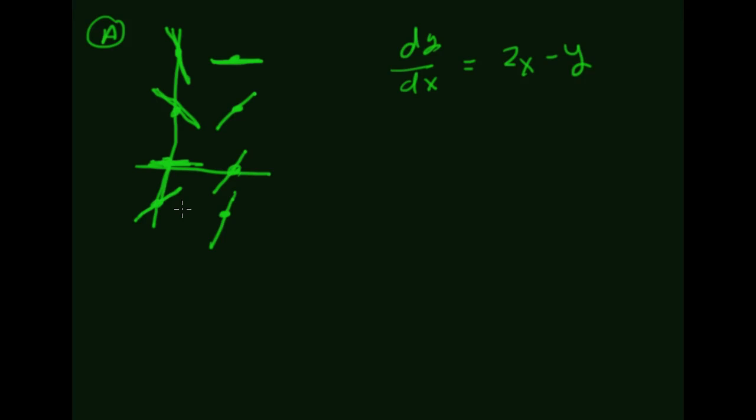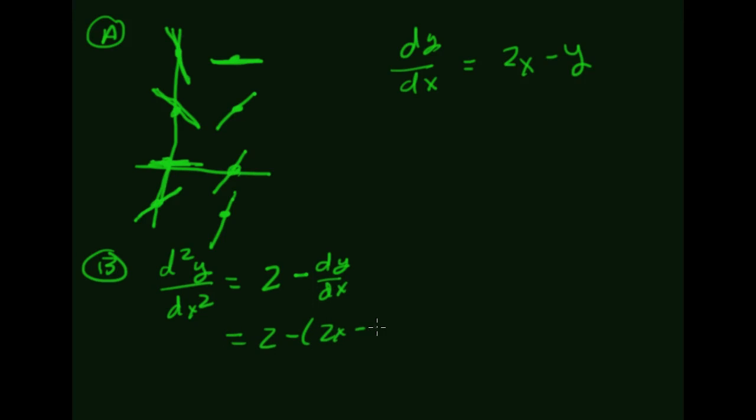So the second part says find the second derivative with respect to x and y, and then determine the concavity for quadrant 2. So given this, if I take the second derivative of y with respect to x, this is implicit, so we're going to get 2 minus dy dx. But remember, dy dx is 2x minus y. So this is going to be 2 minus 2x plus y.